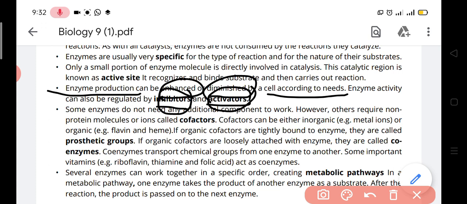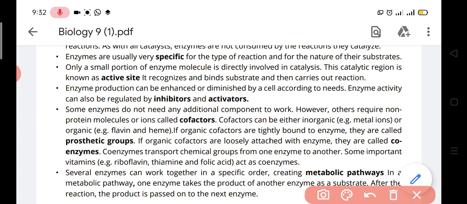So that's why it is said that enzyme production can be enhanced or diminished by the cell according to the need. Enzyme activity can also be regulated by inhibitors and activators.